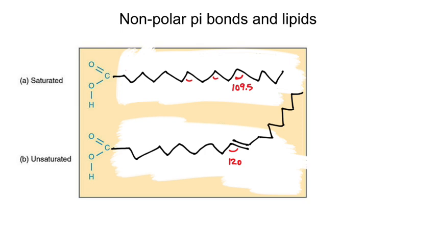What happens when we look at the unsaturated fat? Will I be able to stack all of these nice and neatly on top of each other? No, which means the intermolecular forces get disrupted, which means what happens? They're weaker. They're weaker forces, which means what happens to its melting point? It gets lower.